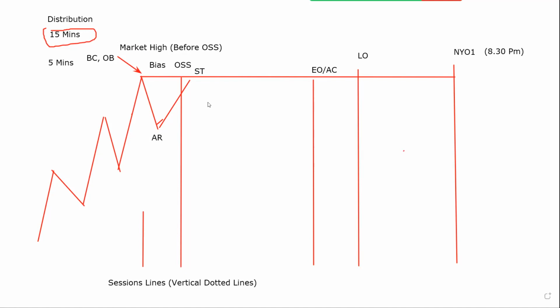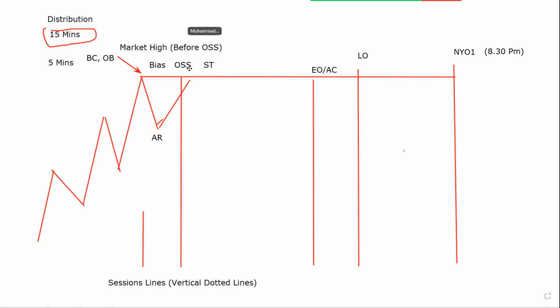Number one, there can be three types of ST over here, three types of secondary test. Number one ST is when the market approaches near buying climax and OB, but doesn't touch this BC and OB line. So we will call it a lower high secondary test. Got it? This is the first point.